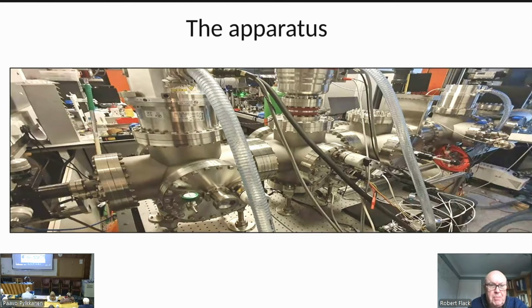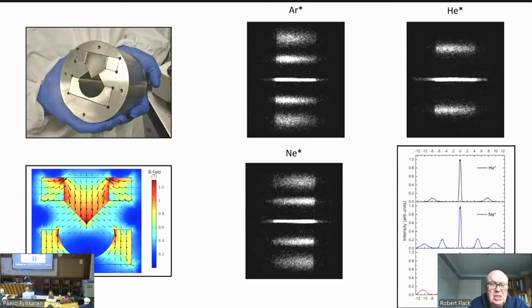Now, this is the equipment. The bit of technology you just looked at is on the far left-hand side of this picture. You can see a black pipe where the gas is coming in. It goes through various stages, which we'll talk about, and eventually ends up down the far end where there's the detector. This is the Stern-Gerlach magnet, top left-hand corner, and there's a schematic of the magnetic field.